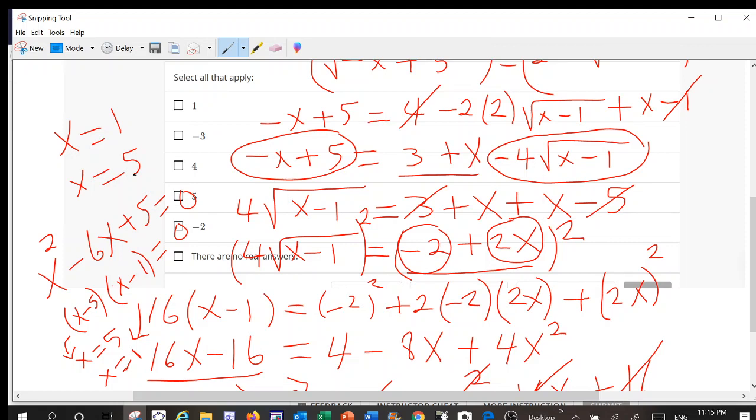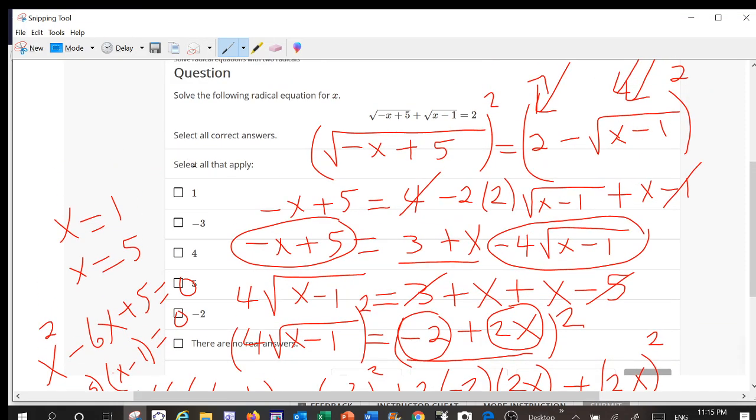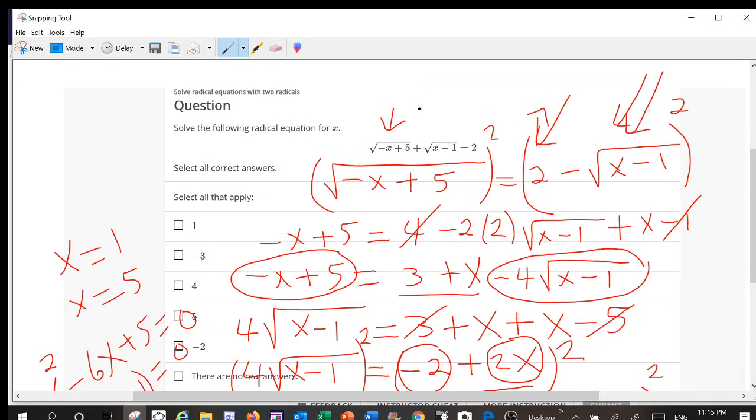Now, let's go back to the original one and see if they work, because they may not work. If x equals 1 here, that would be square root of negative 1 plus 5, so square root of 4. Square root of 4 is 2, right? Let me move up a little bit. So that would be just 2 plus, if I put a 1 in here, that would be 0. Equals 2, yes. That's good.